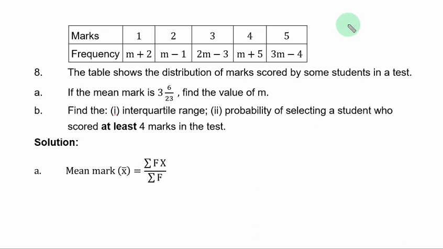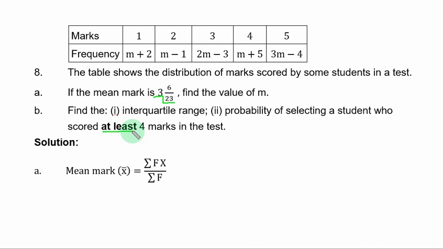Question 8. The table shows the distribution of marks scored by some students in a test. A part of the question: if the mean mark is 3 whole number 6 over 23, find the value of m. B part: find the figure 1 interquartile range. Figure 2 probability of selecting a student who scored at least 4 marks in the test, that is 4 marks and above.